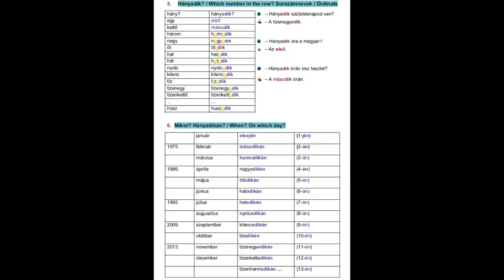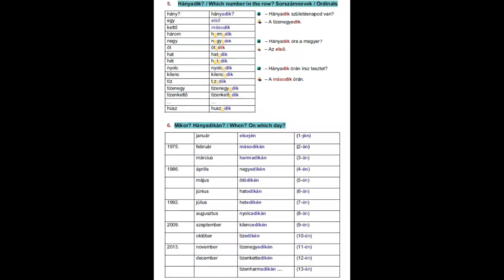Hány. Hányadik. So hány is how many, and hányadik is not how many, but which order of the number. Okay, where is it in its place? What order is it in? What number is it in the order? So hányadik. Say that with me. Hányadik.